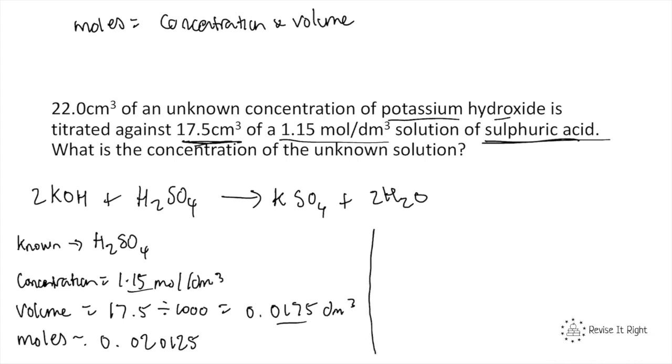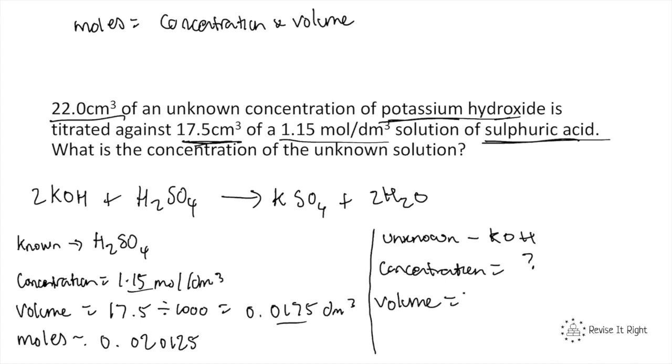Now we're going to go over to our unknown, and that's what we're trying to work out. So the unknown is potassium hydroxide, so it's KOH. The concentration of this unknown is what we are trying to work out. The volume is 22 centimeters cubed, but we need to convert it, so divide it by 1,000. We get the volume, of course, as 0.022.